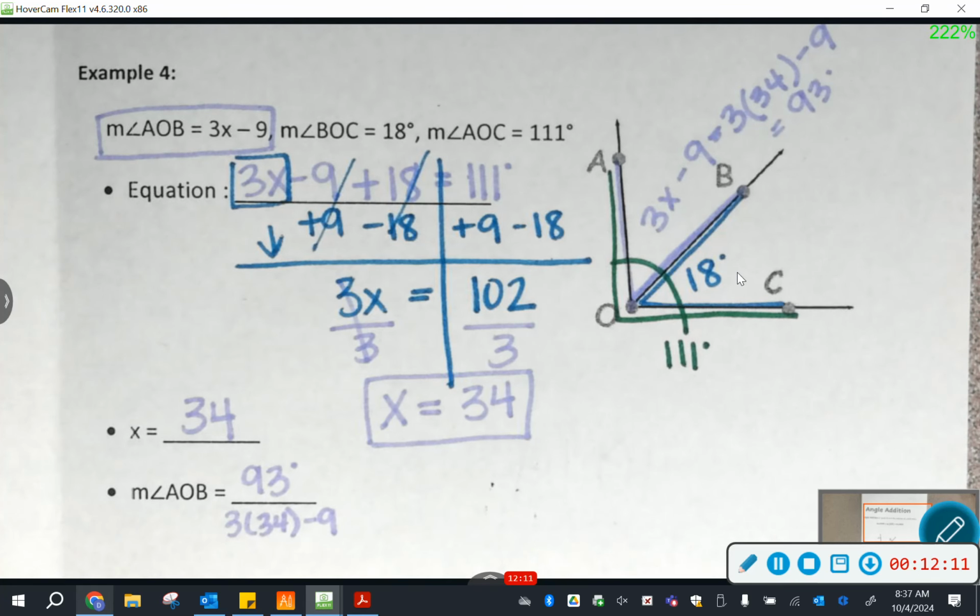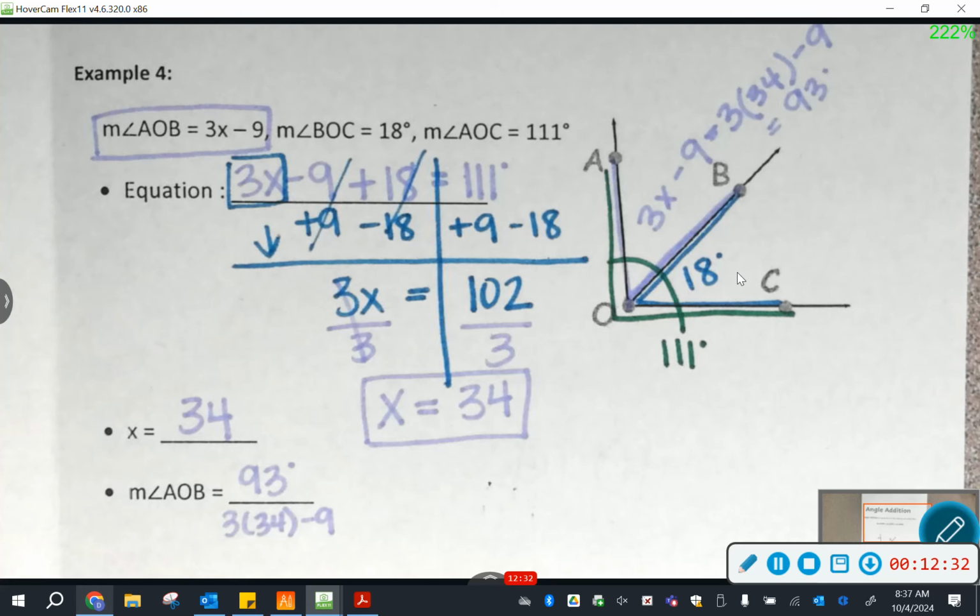I'm going to give you 1 minute to do number 5. Example 5. Go. Label it and set it up. Left plus right equals whole. Label it and set it up. The last one.